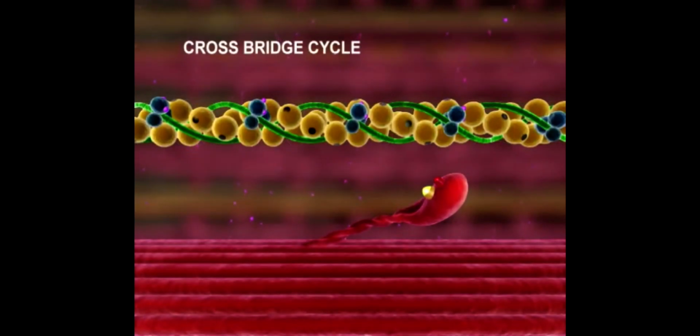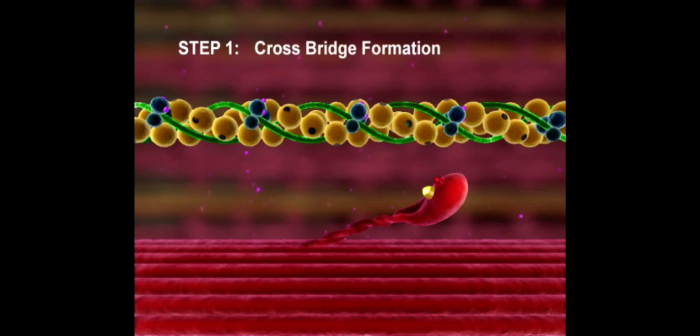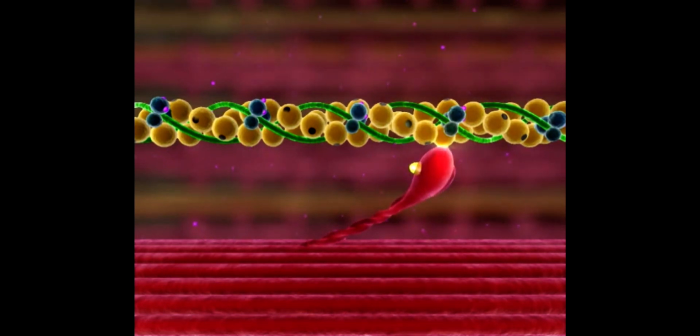A cross-bridge cycle may be divided into 4 steps. Step 1. Cross-bridge formation. The activated myosin head binds to actin, forming a cross-bridge. Inorganic phosphate is released, and the bond between myosin and actin becomes stronger.